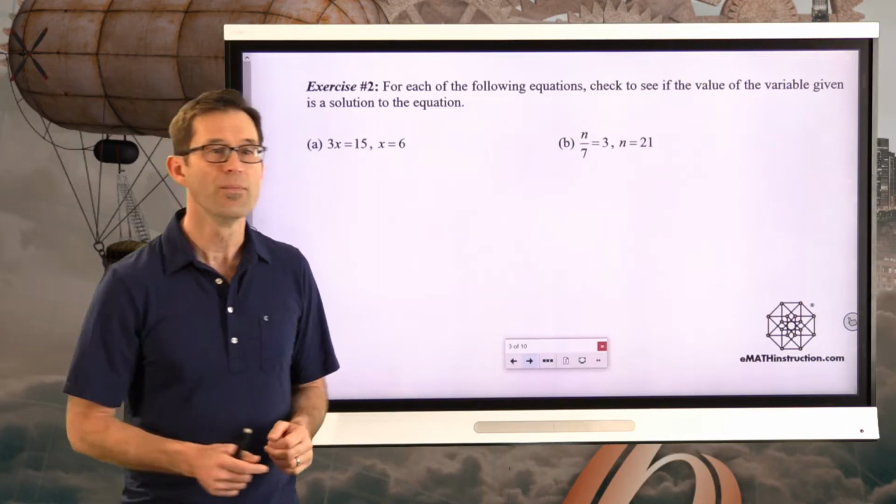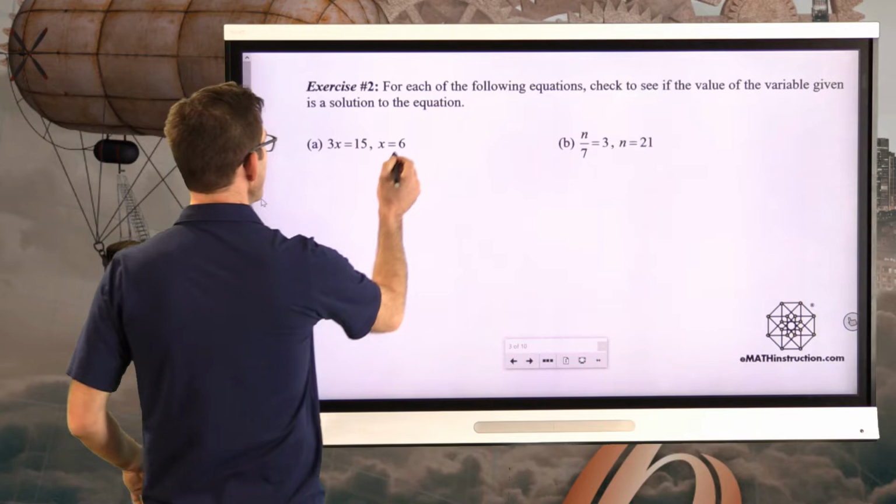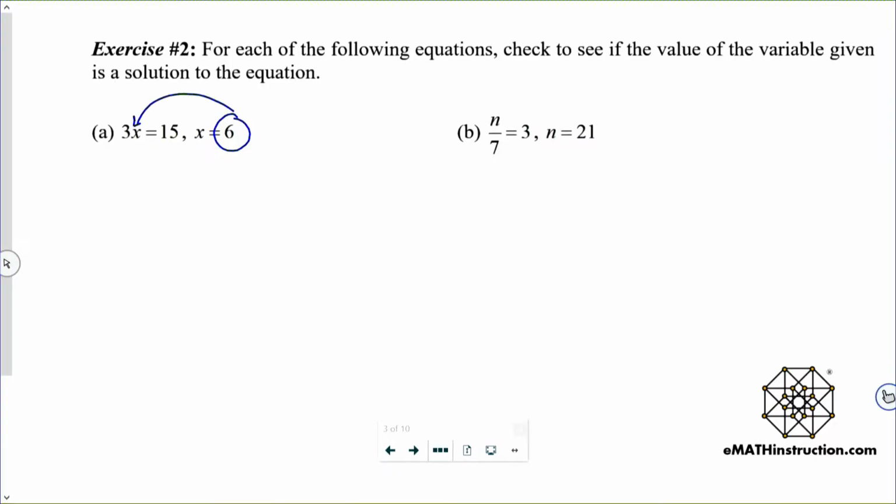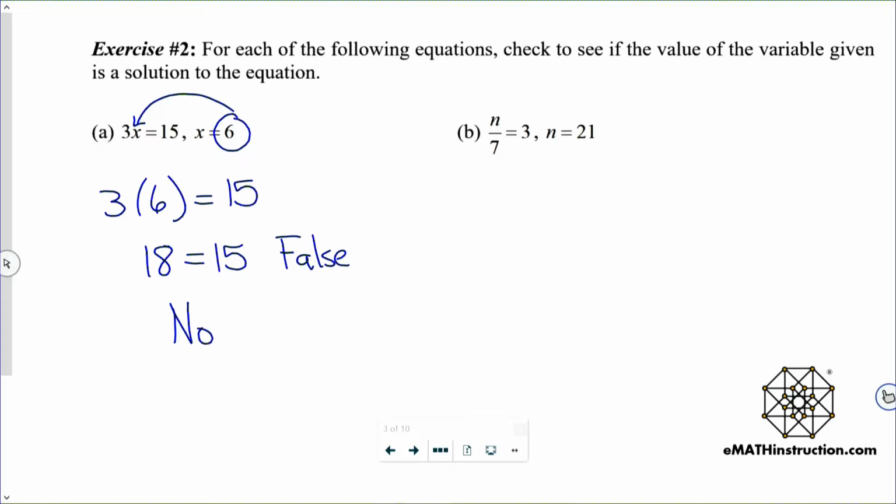All right, let's do it. So in the first equation, simple enough, I'm going to take my 6 and substitute it in for x. 3 times 6, does that equal 15? Well, 3 times 6 is equal to 18. 18 is not equal to 15, so I'm going to say false, and the answer then is no.